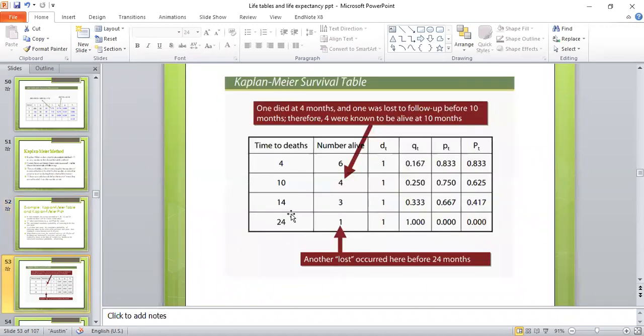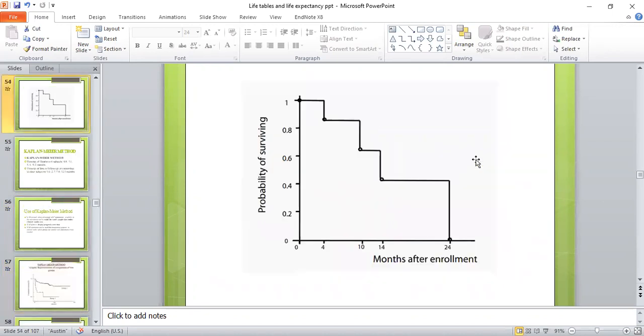For example, time of death is given, number alive, dt, and qt, also the probability of dying, the probability of surviving, pt, and capital P is the cumulative P, which is calculated as described earlier. It is actually the survival curve, which on the y-axis shows the probability of surviving, and the x-axis shows months after enrollment.